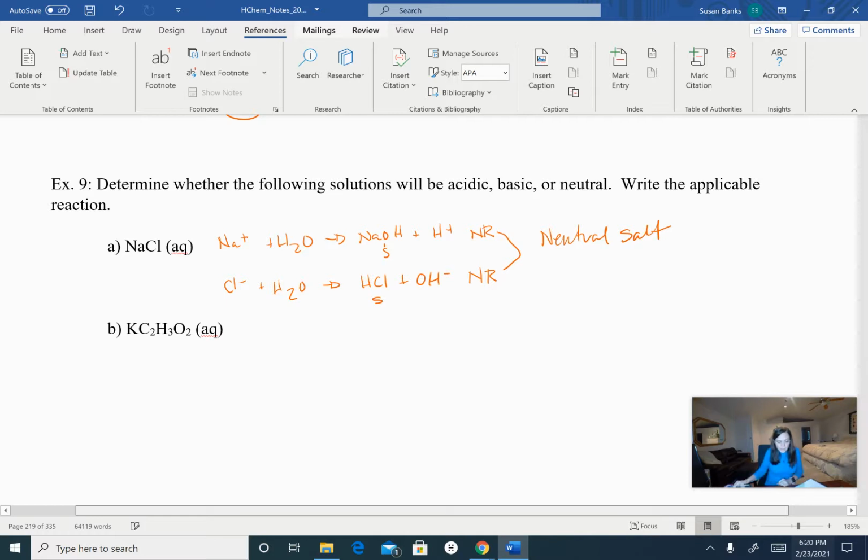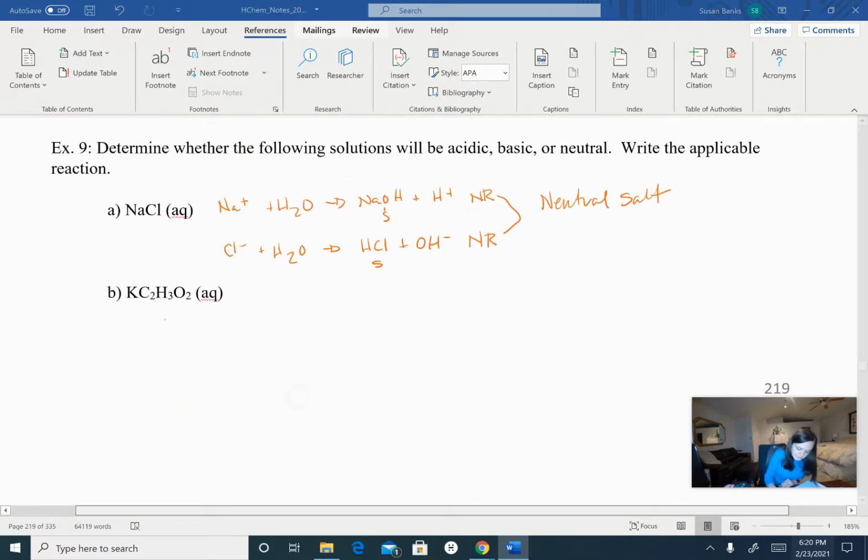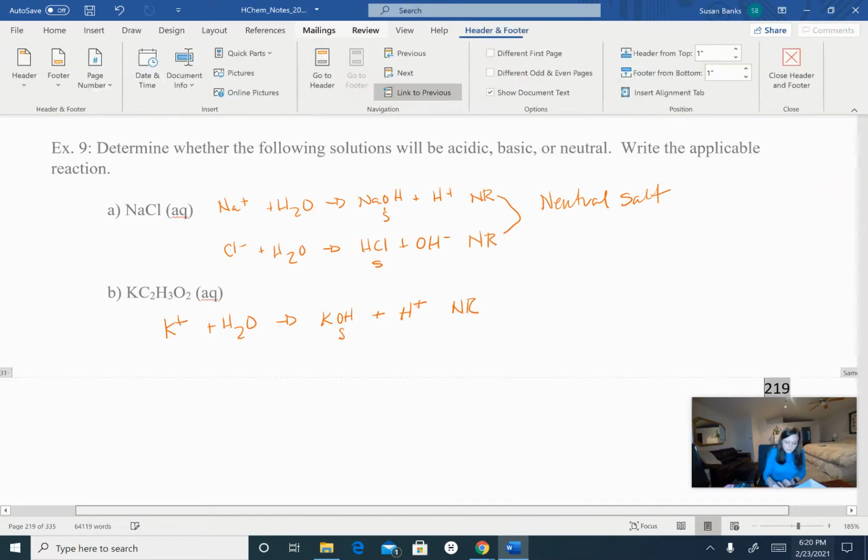Okay, let's do this next one. So I've got potassium reacting with water. I will make potassium hydroxide, which is a strong base because it's a group 1, and hydrogen. So that is not really reactive.